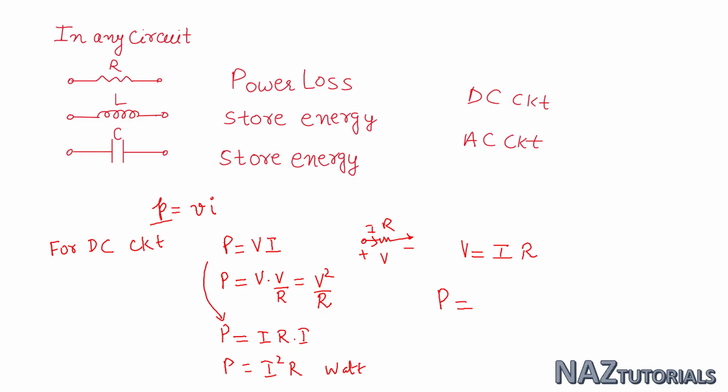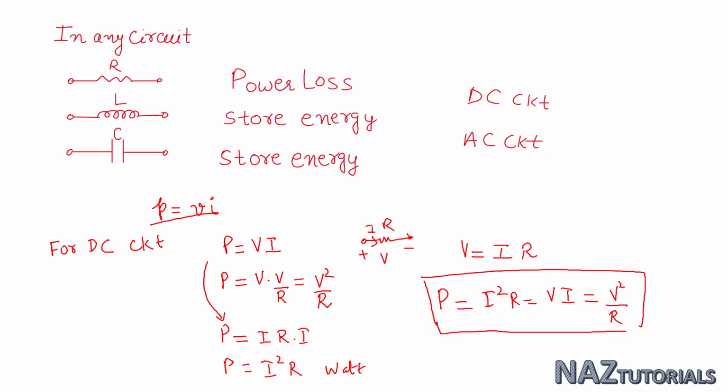For instantaneous power, it is V into I, and if you consider power in watts for the element resistor, this power is defined by I square R, or you can say V into I, or you can say V square divided by R. This formula is for DC circuit and it is measured in watts.